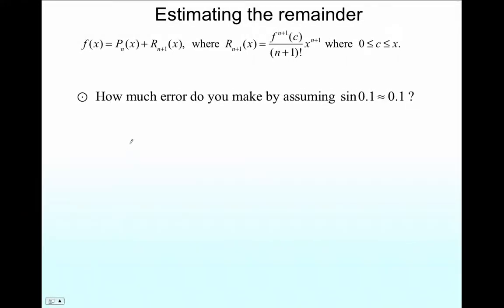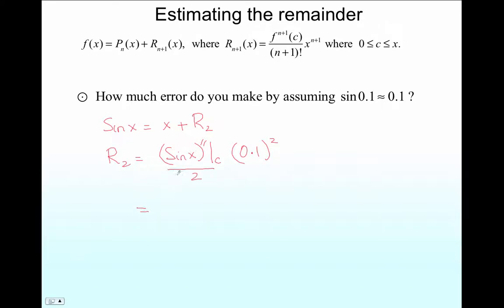Well, let's take a second example. Here, sine of x has been expanded out to 1 power. And so the remainder is R2 again. And this R2 is the second derivative of sine of x. So we differentiate it twice and evaluate it at x equal to c over 2 times 0.1 squared. That's just the formula up there.